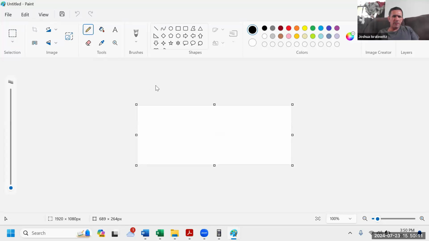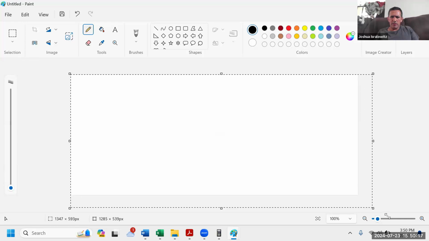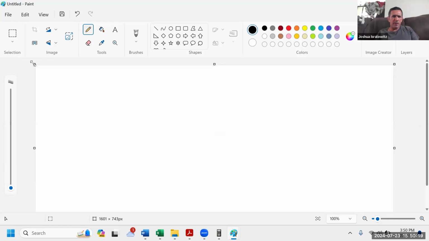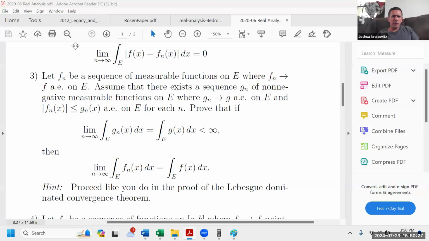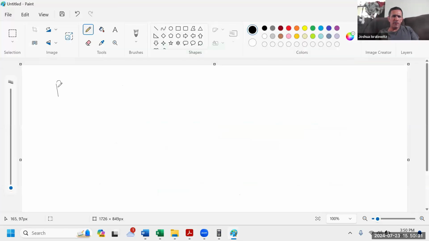Fortunately, I think Paint has turned itself into something very annoying. Okay, not so bad. Okay, so yeah, now I can go back and forth here much more easily. All right, so I'm going to prove this.